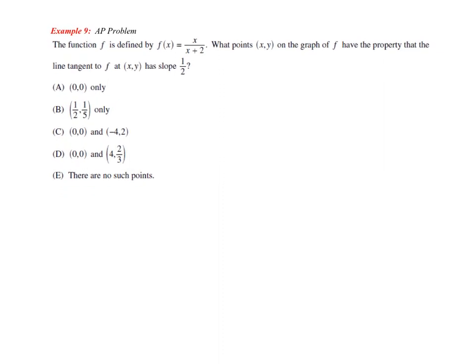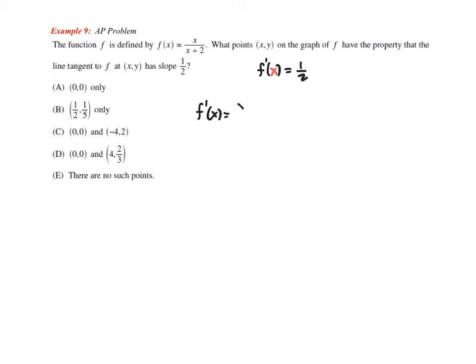All right, number 9. The function f is defined as the following. What points (x, y), so possibly multiple, on the graph of f have the property that the line tangent to that point, or points, has slope 1/2? So I want to know for what values of x this is true. Right? I want to know the values for x such that the derivative, or the slope of the tangent line, is 1/2. So let's work through it by first finding f prime of x.